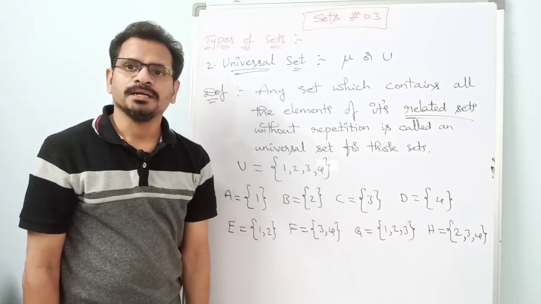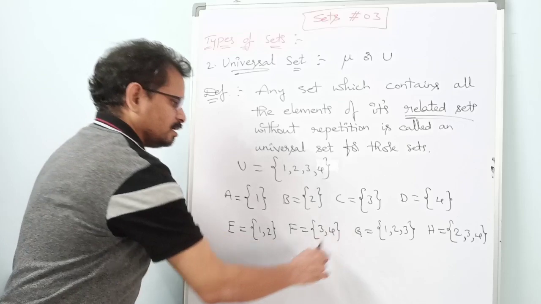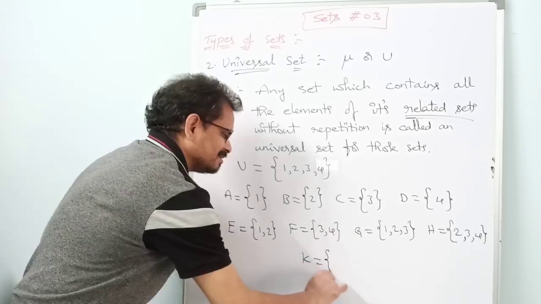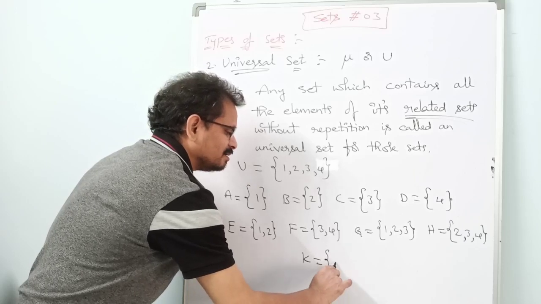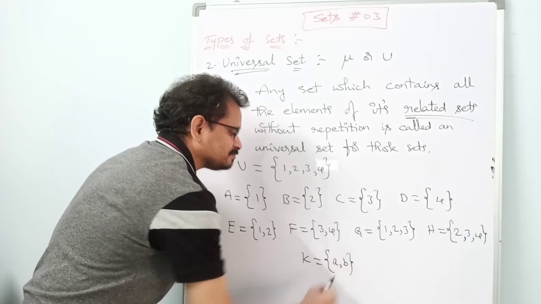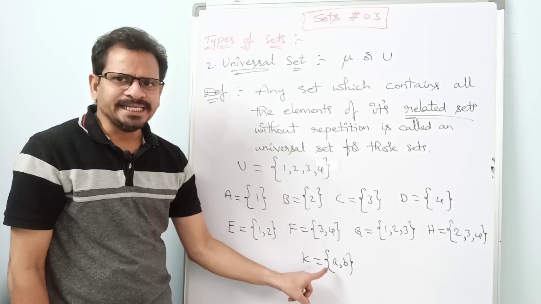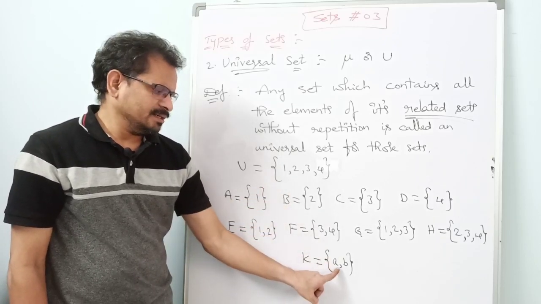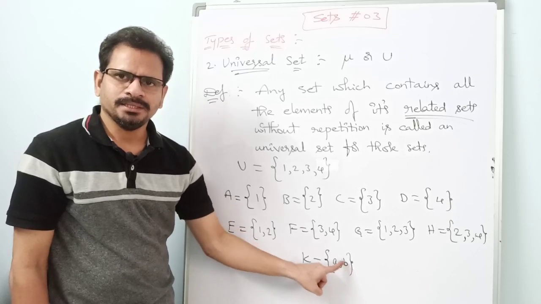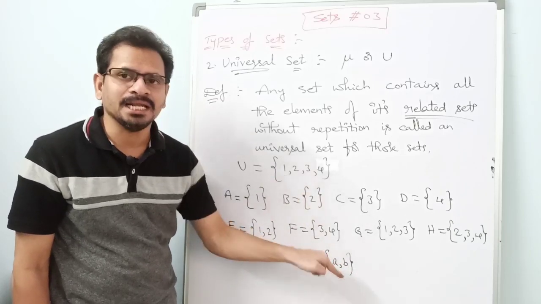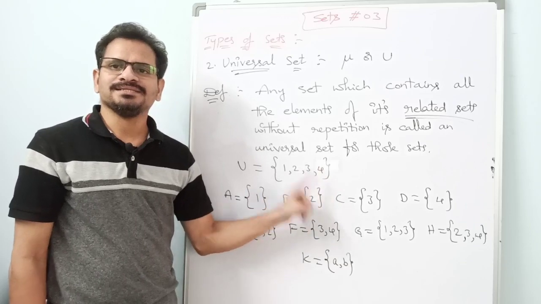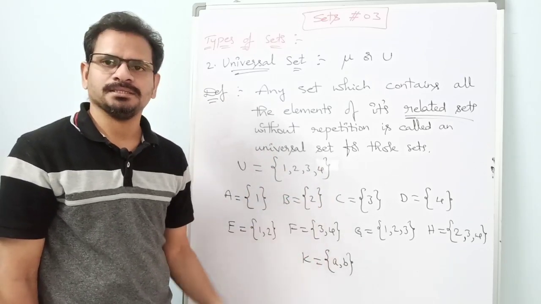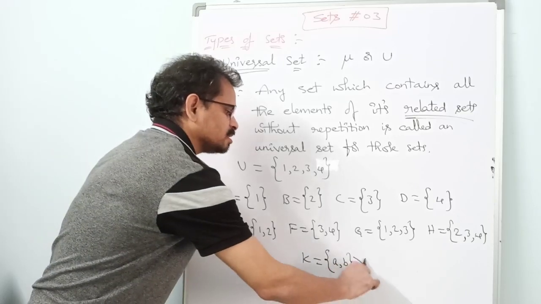It is also related. One more set, let me take set K. Set K is equal to {A, B}. Is this K set related to this set here? No. Why? Because it has two elements, A and B. Not even a single element of these is present in this set. So just don't consider this one.